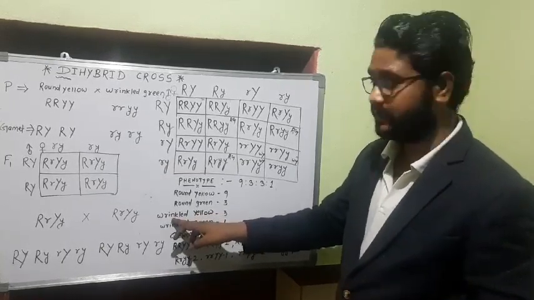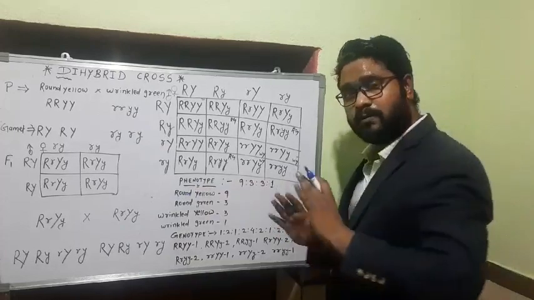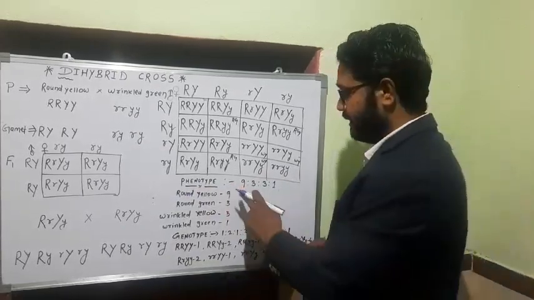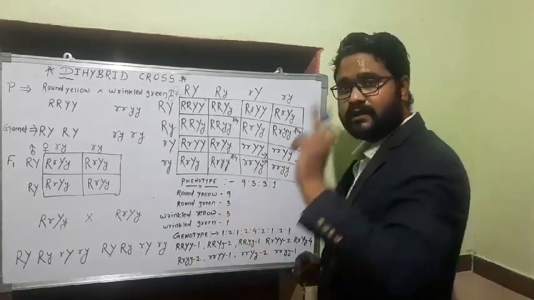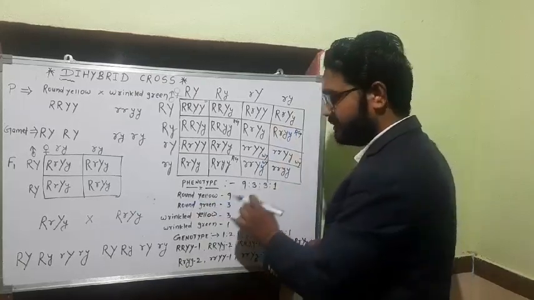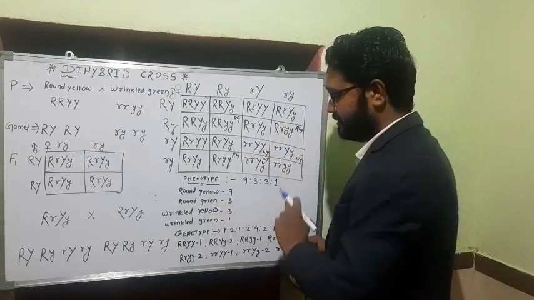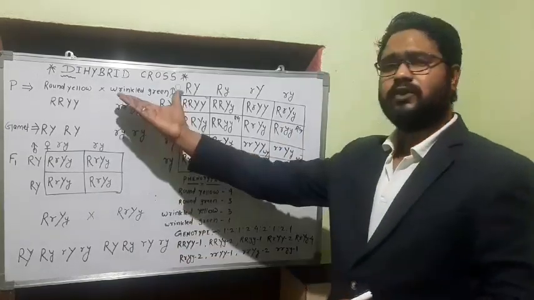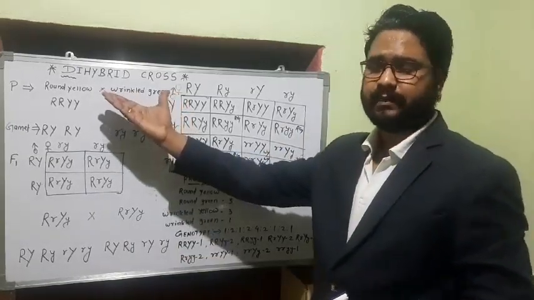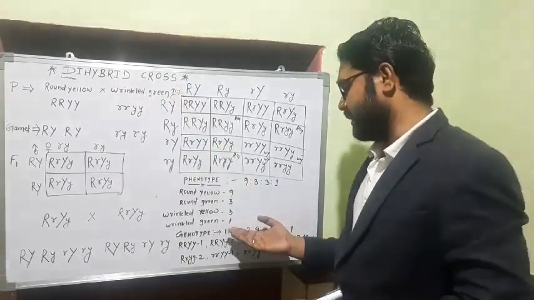See how the logic is. Round and yellow, both the dominant trait expressed in 9. Round and green, the first dominant expressed in these three. Wrinkled yellow, the second dominant expressed in these three. And wrinkled green, as usual, the homozygous, that is being suppressed in F1 because of homozygous condition.